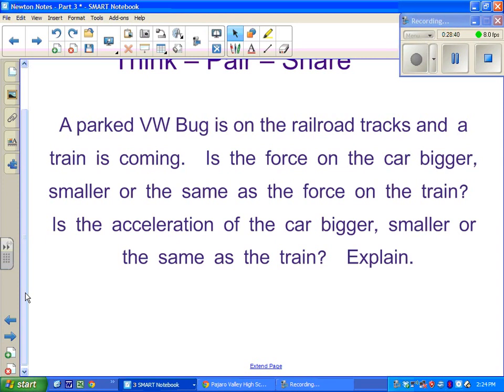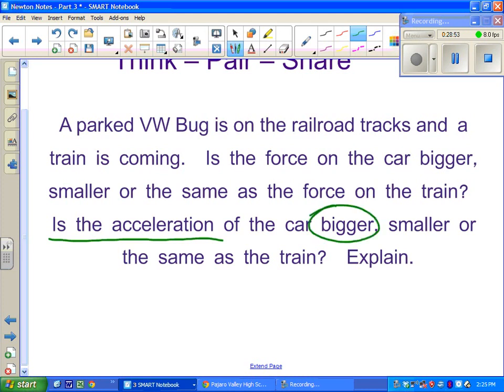The difference is the acceleration. So is the acceleration of the car bigger, smaller, or the same as the train? The acceleration is bigger. And the reason the acceleration is bigger is because the car is smaller. So because the car is smaller, it's going to fly when it gets hit by the train. So the bigger train is going to slow down a little bit. The car is going to go flying. So the acceleration is different, but the forces are always going to be the same. They're always going to be equal.